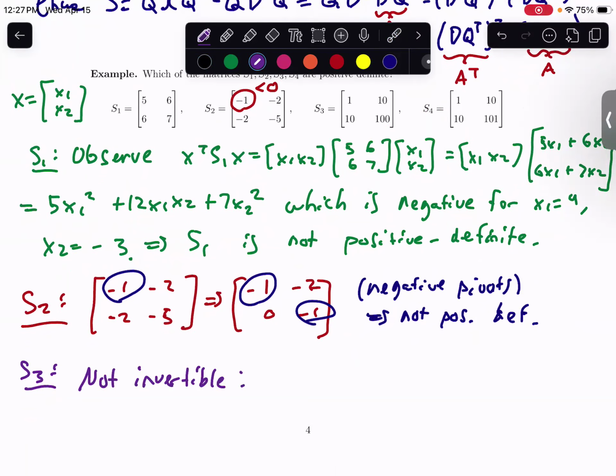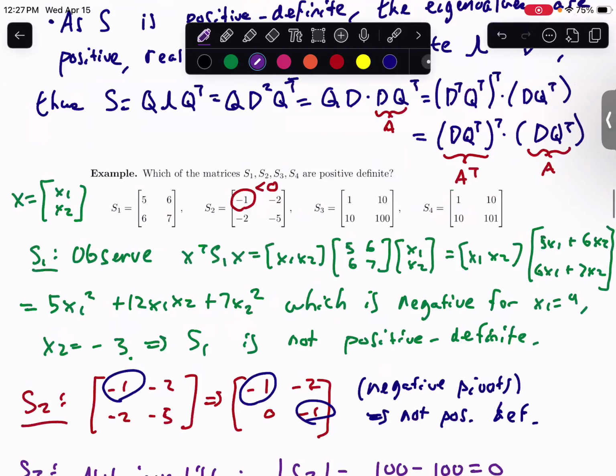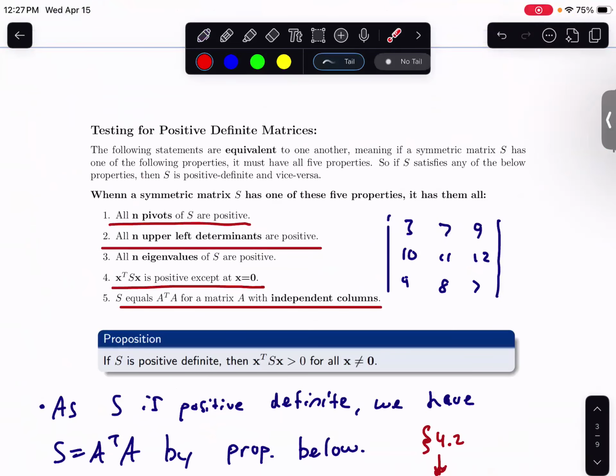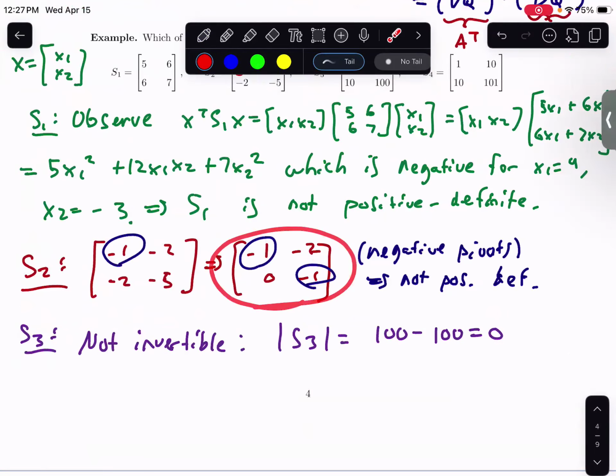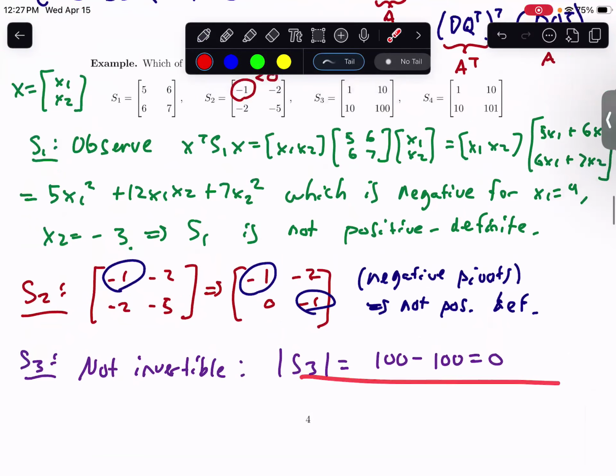You can also check the determinant, right? If I took the determinant of S3, this is going to be equal to 100 minus 100, which is equal to 0. And if you look at the second statement, it says that the upper left determinants are going to be positive. One of the upper left determinants is just the determinant itself, and we see it's equal to 0. So here it's not invertible, meaning it's not positive definite. You can also look at the determinant as well.